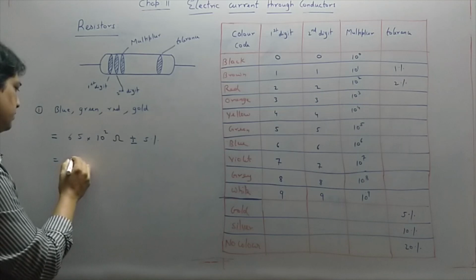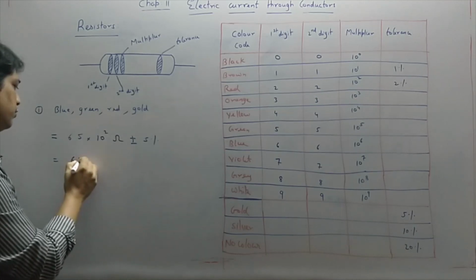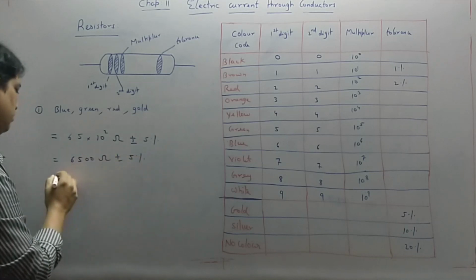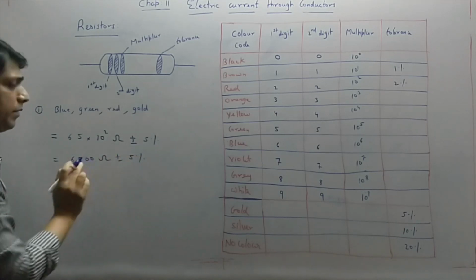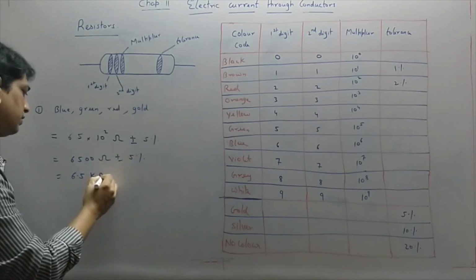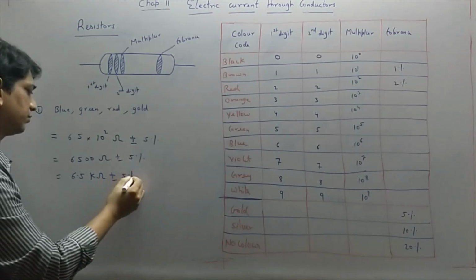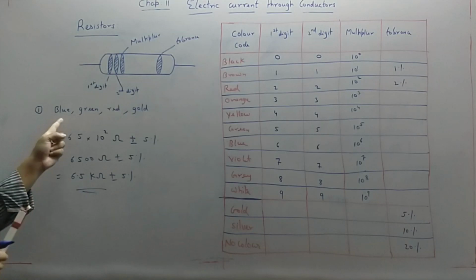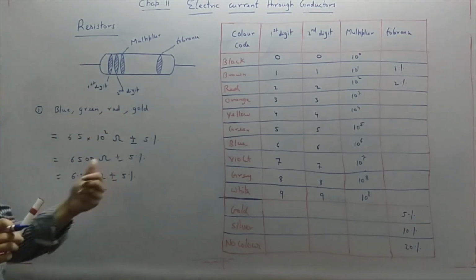So now what is the value? The value is 6500 ohms plus minus 5%, or you can write 6.5 kilo ohms by dividing by 1000, plus minus 5%. So the value of the resistance whose color code is blue, green, red and gold is 6.5 kilo ohms plus minus 5%.